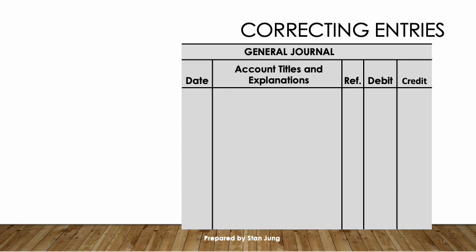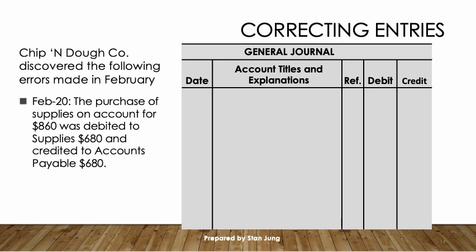Let's take a look at one more error. This time around, Chip and Dough Company discovered another error in February. On February the 20th, the purchase of supplies on account for $860 was debited to supplies and credited to accounts payable for $680. So the debit and credit are correct, but the amount is incorrect.